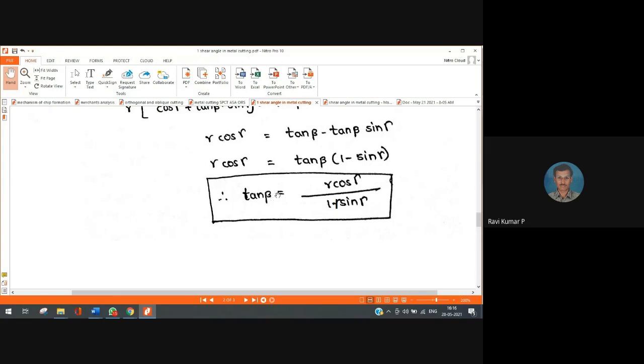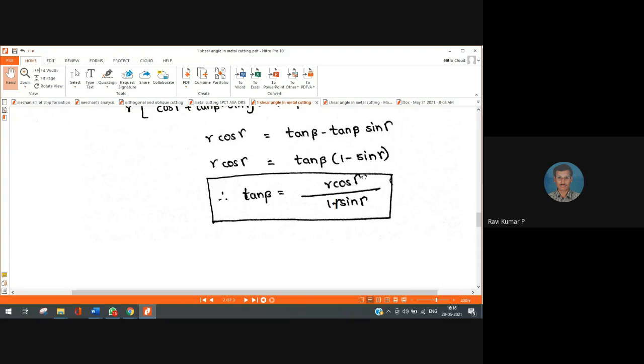This tan beta depends upon R. R is nothing but the chip thickness ratio. Then it also depends upon the rake angle gamma. So rake angle gamma and chip thickness ratio R, these two are going to decide the value of beta. Then who will decide the value of gamma? Who will decide the value of R?